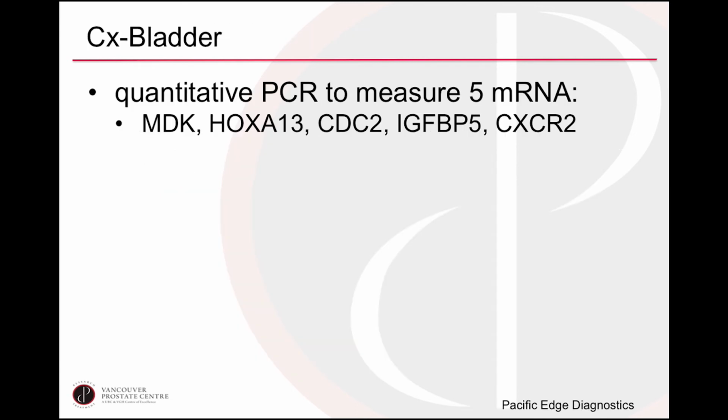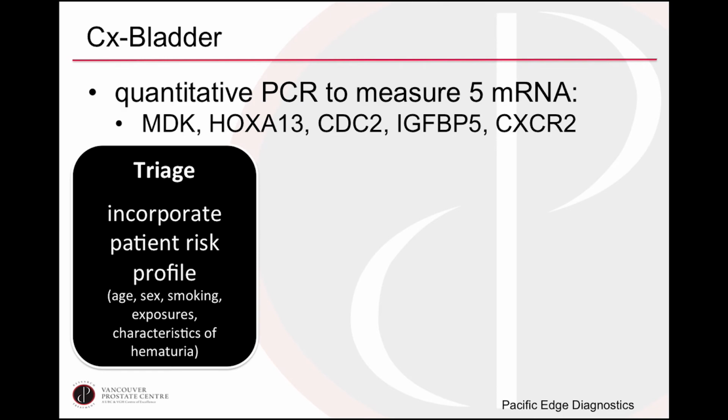The other marker of interest right now that's developing is the Cxbladder, which comes from a company in New Zealand. And it is looking at quantitative PCR for 5 mRNA, messenger RNAs in the urine. They started with a large panel, and again, have whittled it down to the 5 most important ones that you can see here.